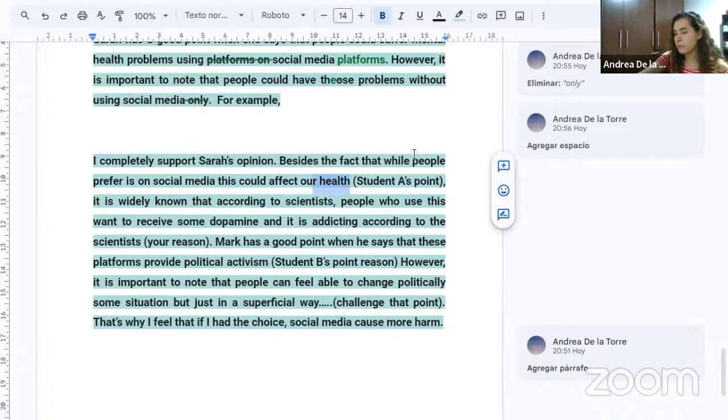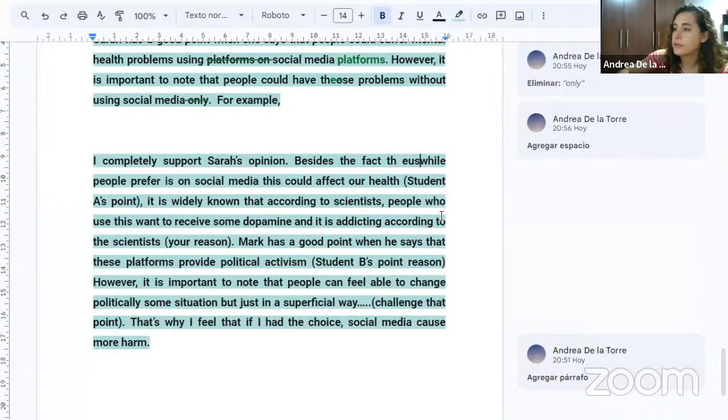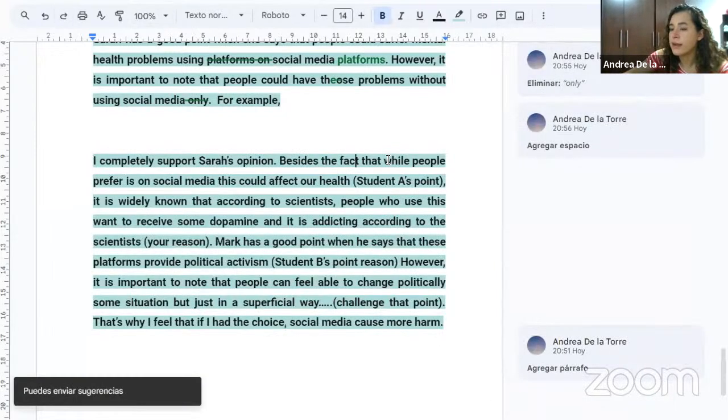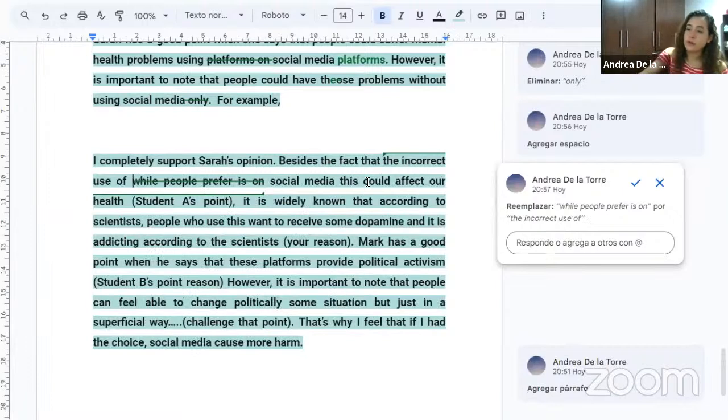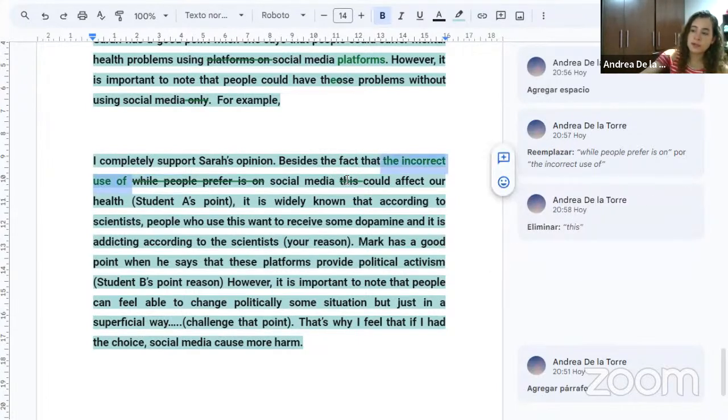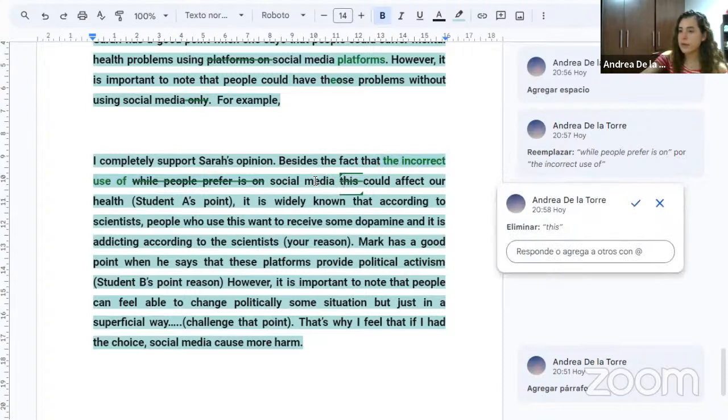Mientras las personas prefieren, while people prefer social media, podríamos decir, besides the fact that the use of social media, el uso de las redes sociales, maybe. Maybe you can say, besides the fact that the incorrect use of social media could affect our health, bien. El this ya no es necesario porque el this es un pronombre, ¿no? El this reemplaza al nombre de lo que estamos hablando. En este caso estamos hablando del uso de social media. Pero si ya decimos el uso de social media puede afectar, entonces ya no es necesario decir esto, ¿no? Si no dijéramos el uso de social media, entonces ahí sí podemos tener el this. Entonces, besides the fact that the incorrect use of social media could affect our health, bien, podríamos decir our mental health.